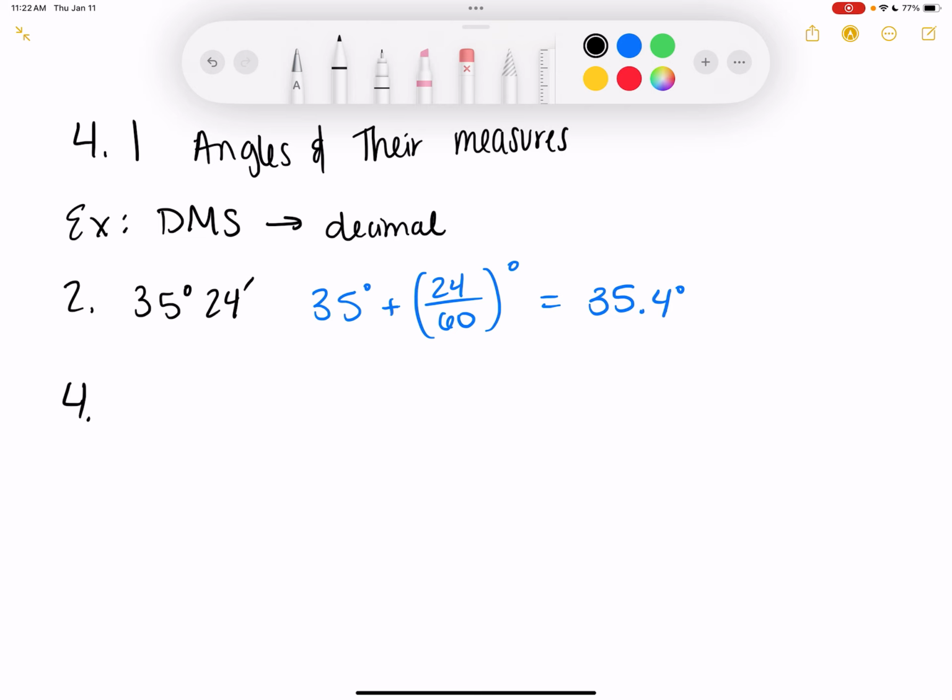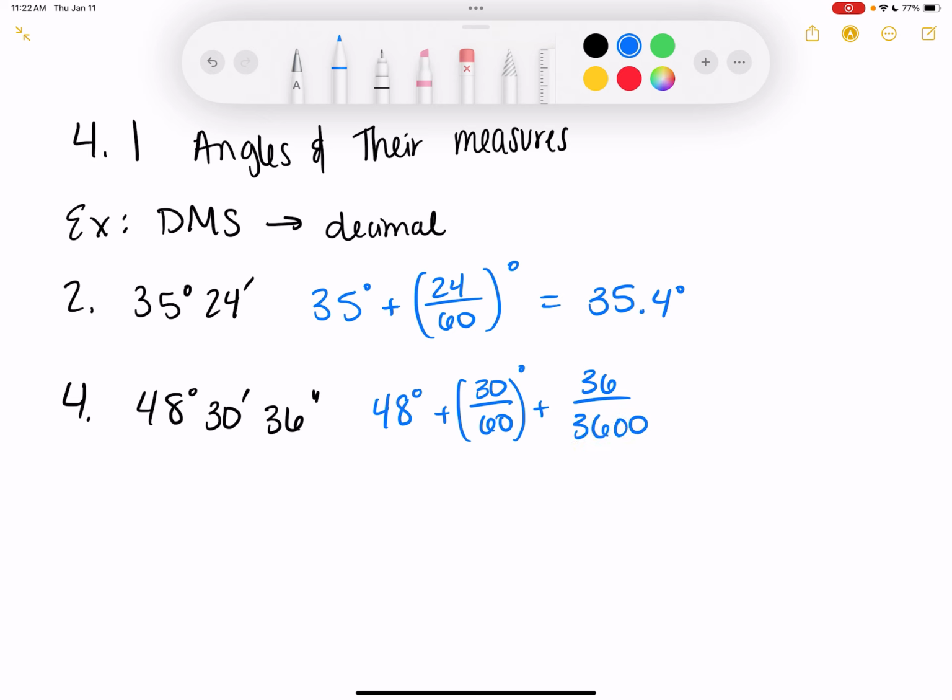Then 48 degrees, 30 minutes, 36 seconds. So, again, works the same way. 48 degrees plus 30 over 60 plus, that's minutes. So seconds is going to be the conversion, like how many seconds are in an hour, to help you remember. So 36 over 3600. And so each of these things, minutes are going to give you the first decimal place, seconds are going to give you the second decimal place when you do the problem.